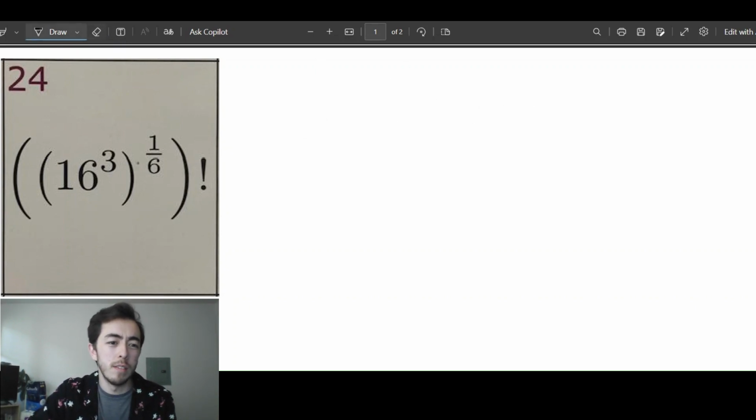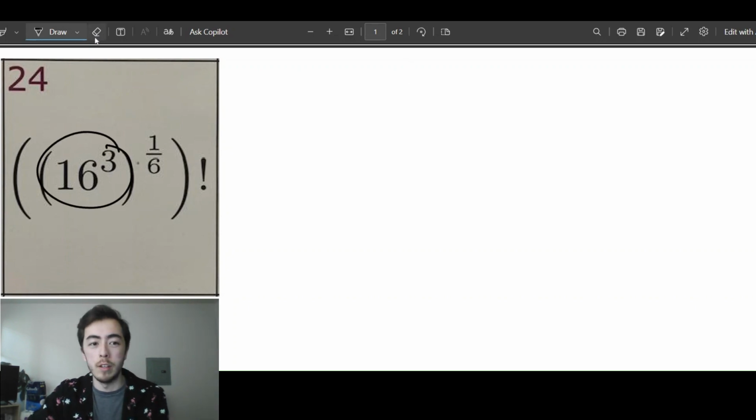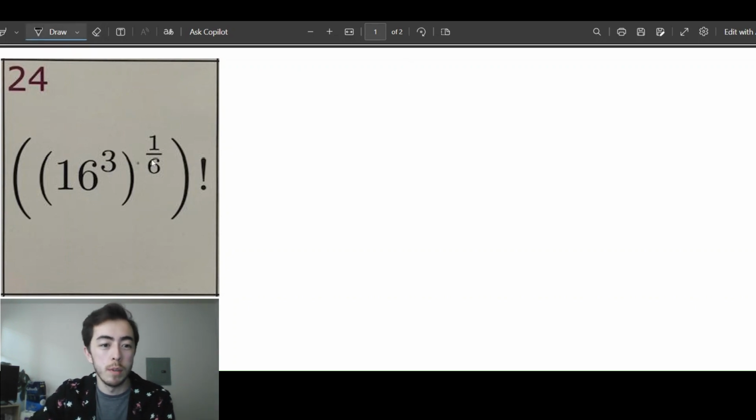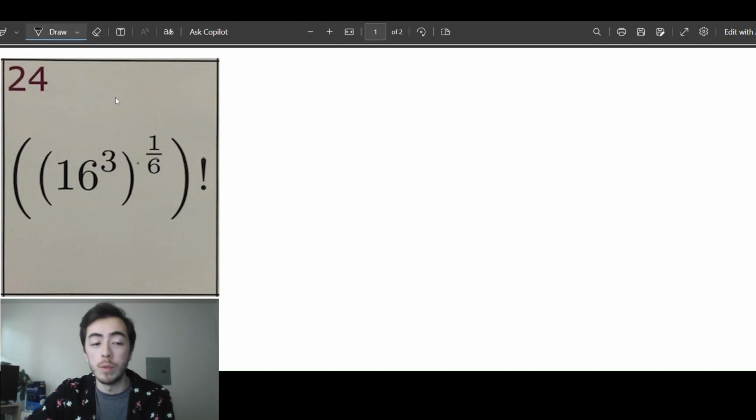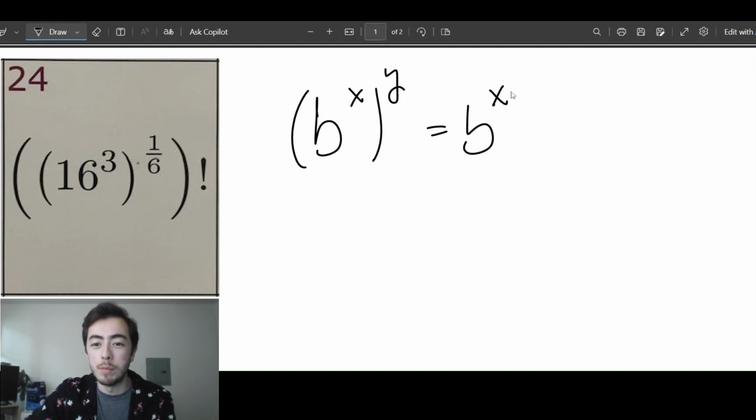And actually, I'm going to amend my plan. I know I did say I'd find 16 cubed, but that does seem like a large number. And instead, I'm going to use an exponent rule here, where I'm going to claim that if I have a base to the power of one exponent and then another, I'm just allowed to multiply those exponents together.